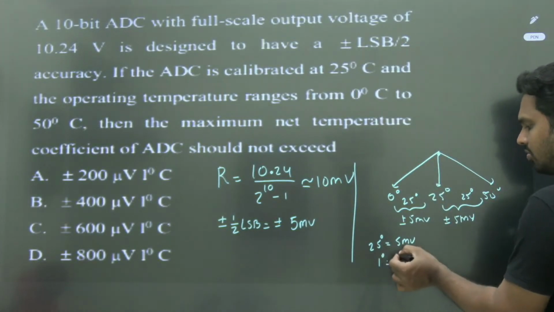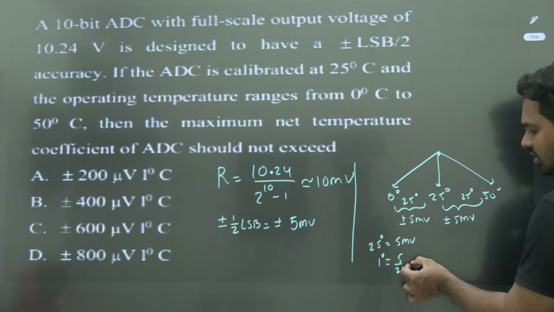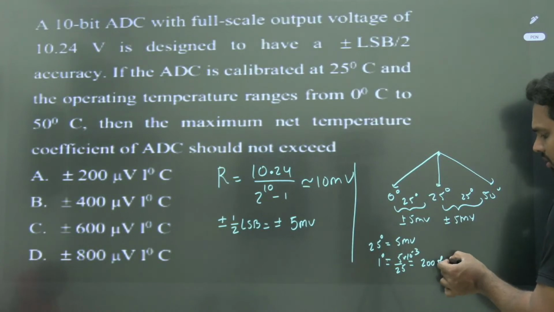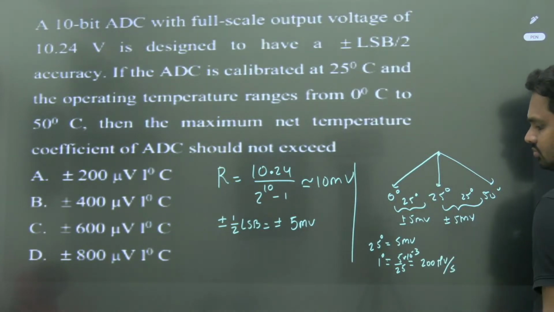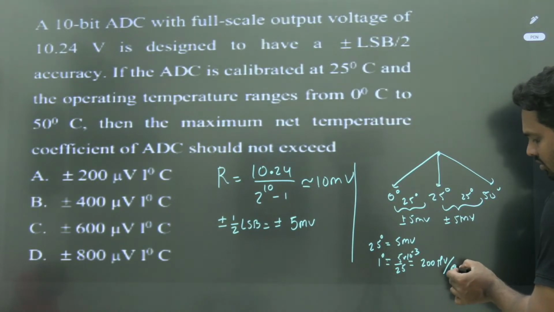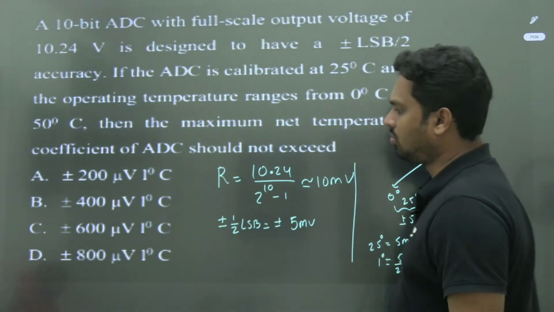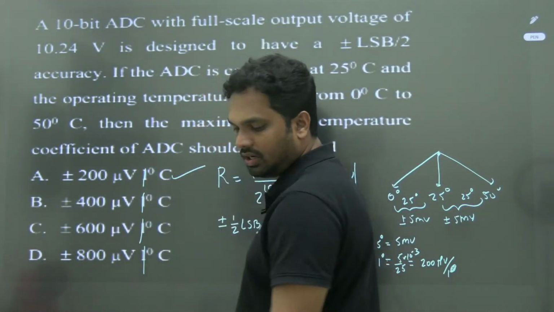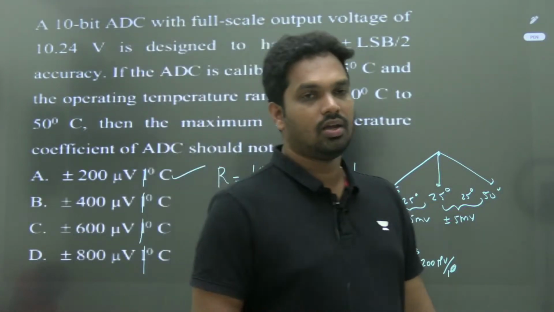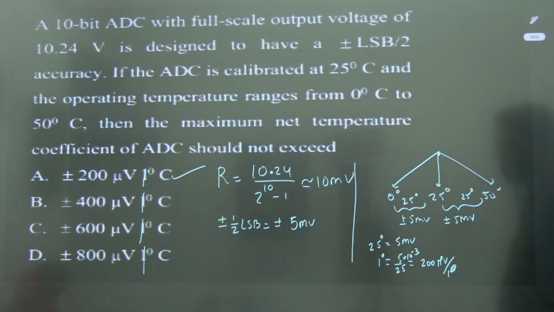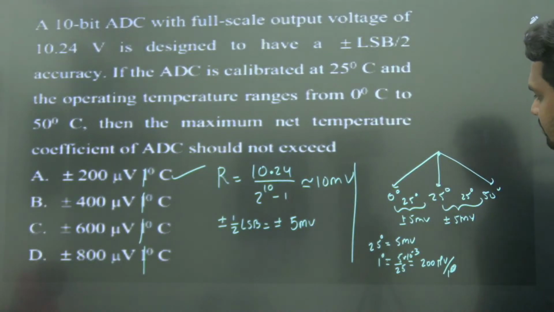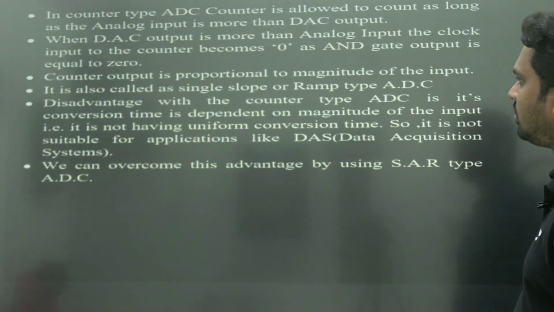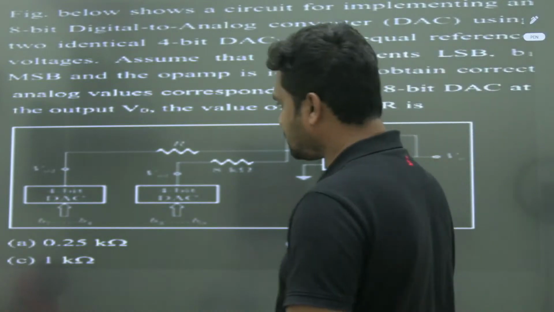For 1 degree, how much can it vary maximum? 5 by 25, times 10 to the power of minus 3. That will give you 200 microvolts per degree. So plus or minus 200 microvolts per 1 degree is allowed. For 25 degrees it is 5 millivolts; for 1 degree, how much is the question. So this is the last question of today's class. Tomorrow we discuss the counter type ADC.